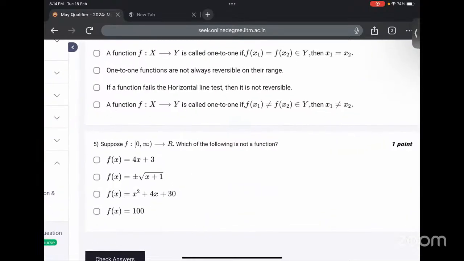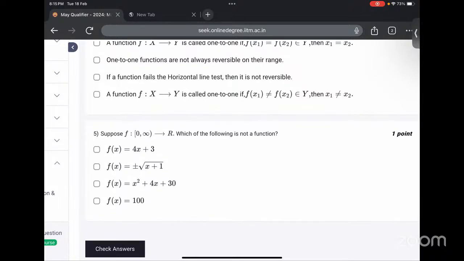Okay. So what is the question? We have f from 0 to infinity to R. Which of the following is not a function? So we have to check which of the following is not a function, right? So we can recall the definition of function. So what was the definition of function? Any one of you? It has to pass the vertical line test. Yeah, not the test. I want the definition, that domain and codomain one.